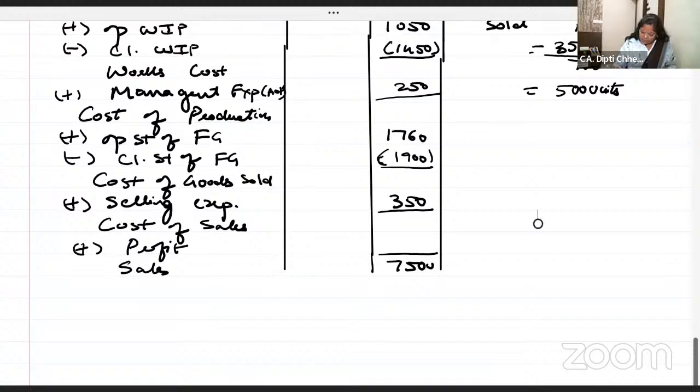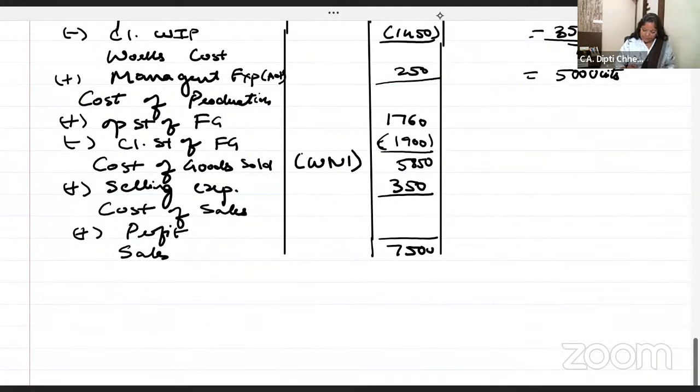5850. Working note 1. Cost of the goods sold. Now, can you complete this down first? 5850 plus 350, that is 6,200, minus 7,500 is 1,300.